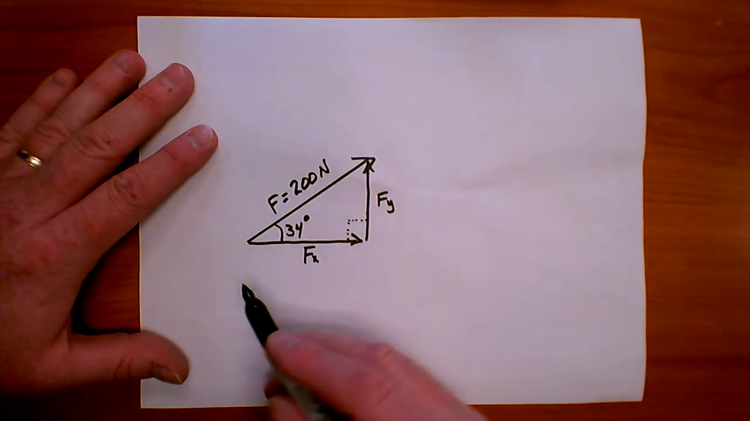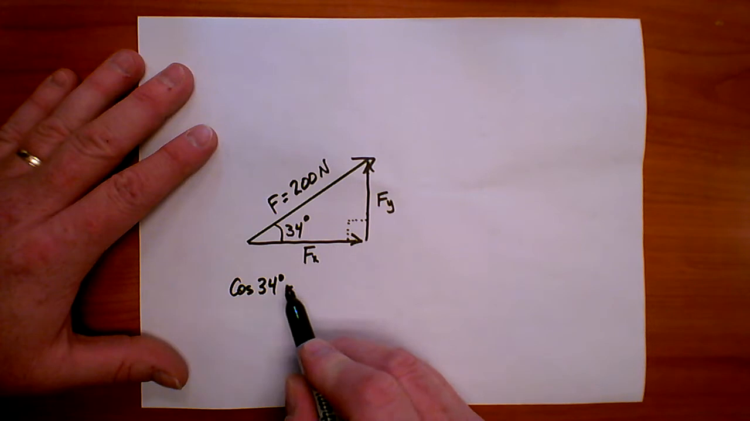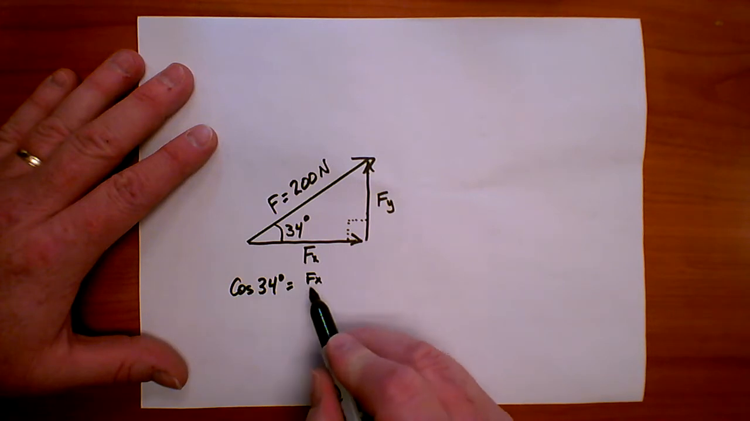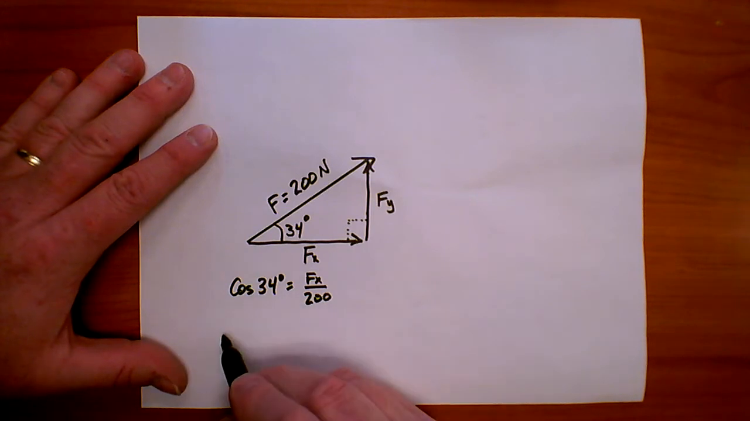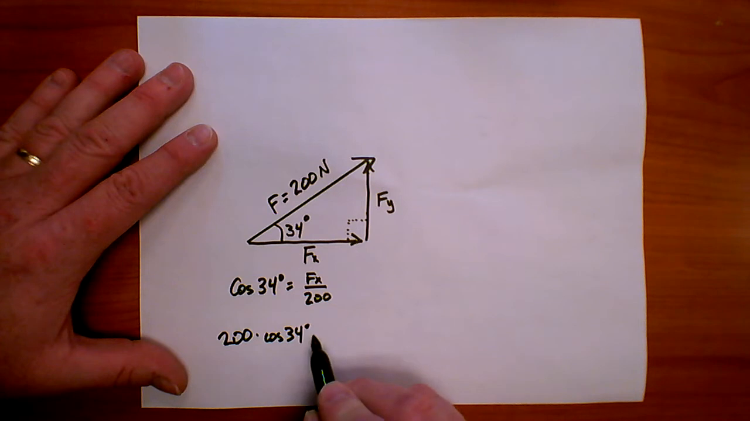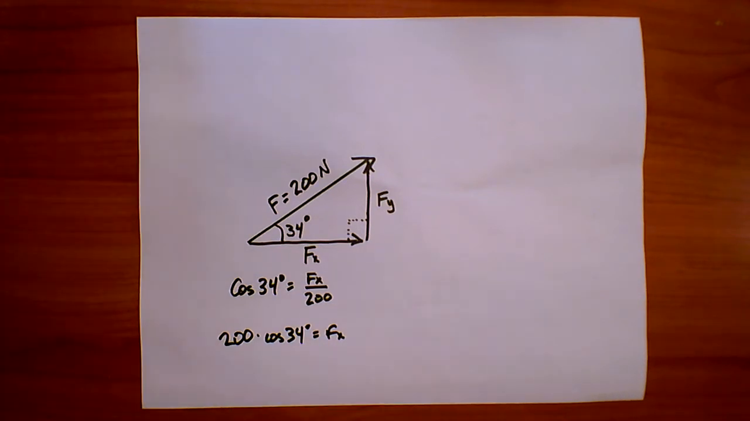Adjacent over hypotenuse means I'm going to use the cosine. So the cosine of 34 degrees equals the adjacent, fx, divided by the hypotenuse, 200. To solve for fx, I'm going to multiply both sides by 200. 200 times the cosine of 34 degrees equals fx. So in this case, I'm ready to push some buttons on my calculator.